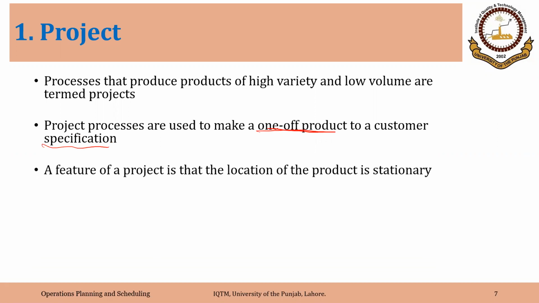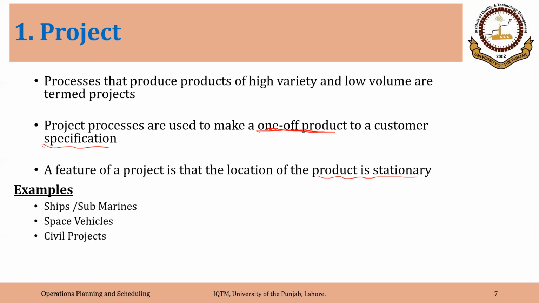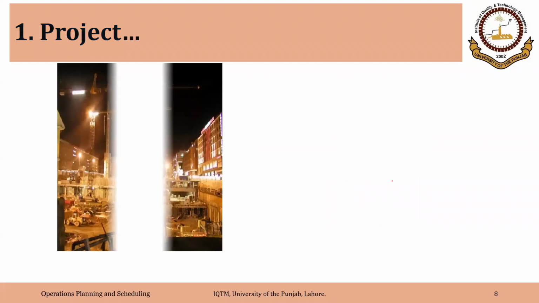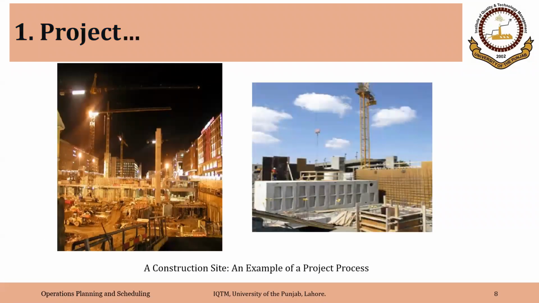A feature of a project is that the location of the product is generally stationary. The product is generally stationary and resources move toward the product. Examples are ships or submarines, space vehicles, and civil projects. So projects have high variety and low volume. Construction projects are the classical example of projects.